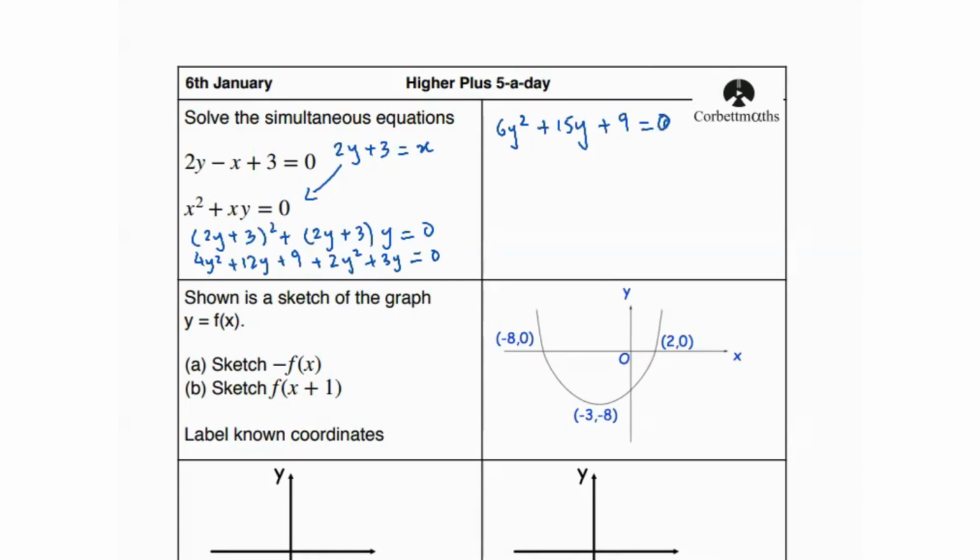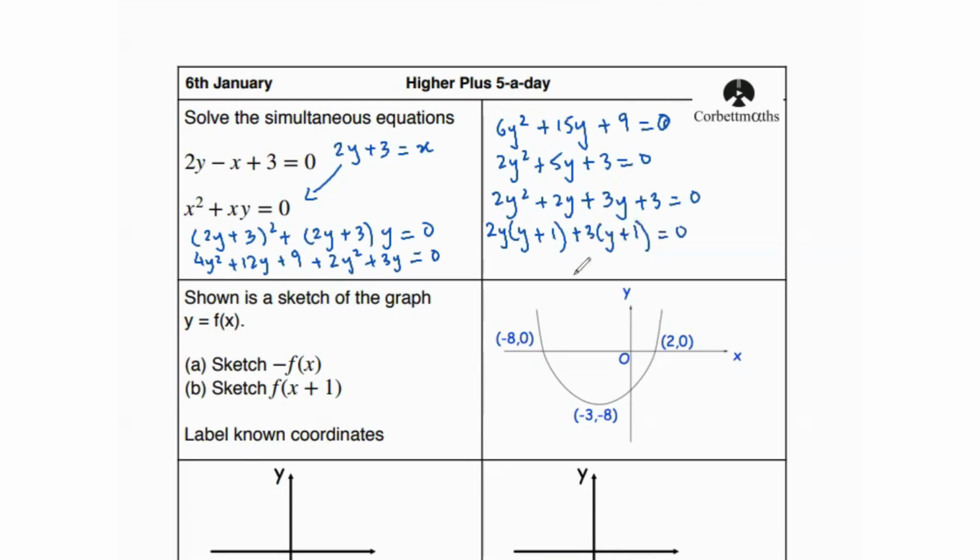All three are divisible by 3. So it's going to be 2y squared plus 5y plus 3 equals 0. Now we know 2 times 3 is 6 and factors of 6 are 6 and 1, and 2 and 3. Over here we're going to use 2 and 3 because 2y plus 3y also equals 5y. So factorize this now. 2y squared plus 2y have 2y in common. So y plus 1, and 3y plus 3 have 3 in common. So again y plus 1. That's going to be (y plus 1)(2y plus 3) equals 0.